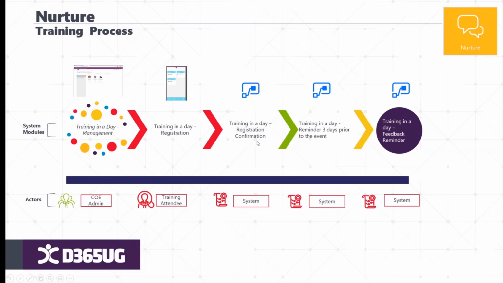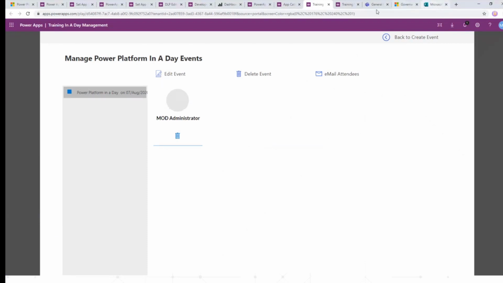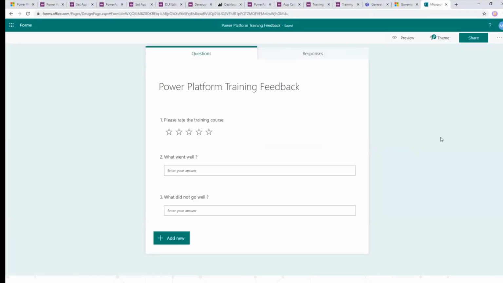Once that happens, the flows will start sending emails to the specific attendees to confirm their attendance. Then a subsequent flow runs 3 days prior to the event, reminding them of the event. On the day of the event, another flow sends them a feedback form. That feedback form is available as a template as part of Forms Pro. They've given a template for using Forms Pro, which you can use for the feedback form, and it's available out of the box with the CoE. So you can manage an entire end-to-end process in terms of the training using this.